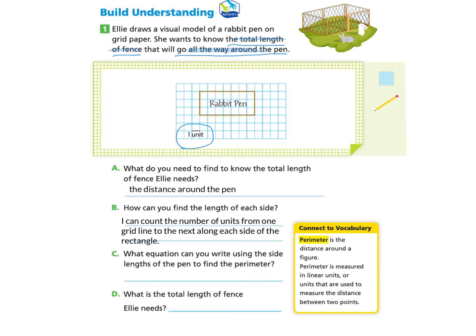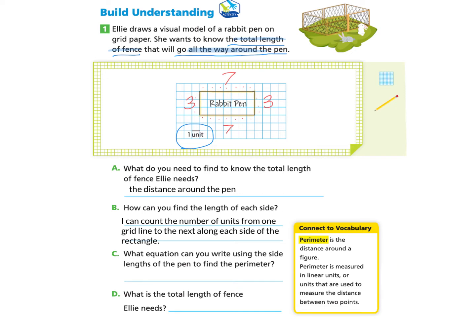So I'm going to write that down. I will explain my thinking: I can count the number of units from one grid line to the next along each side of the rectangle. Then I'm going to go ahead and do that now. I notice that there are 1, 2, 3 units here. So I will write 3 on this side, and it's the same on the other side. Then I'm going to count 1, 2, 3, 4, 5, 6, 7. There were 7 here, and then there's 7 here. Now we have counted and written the length in units on each side.